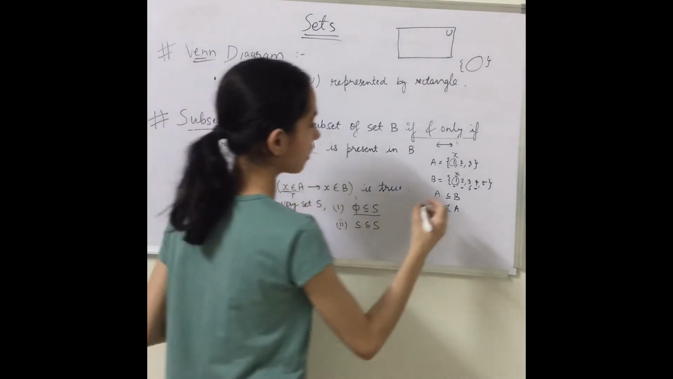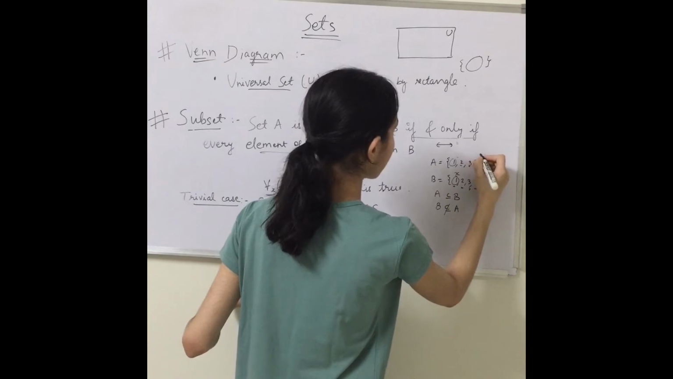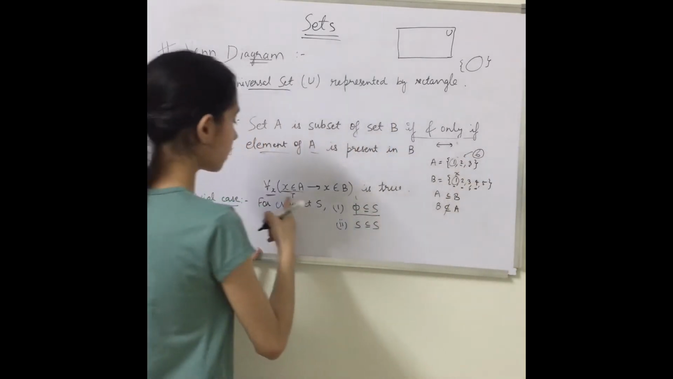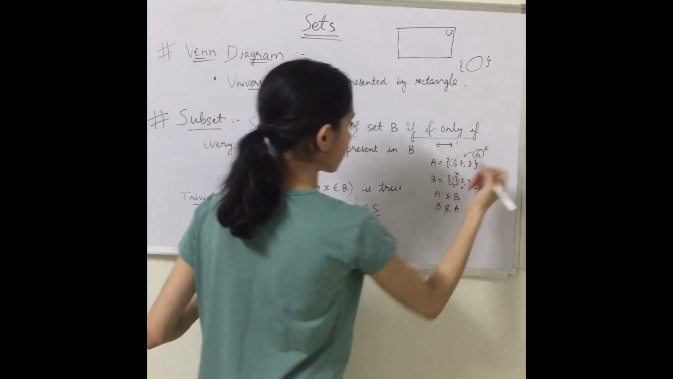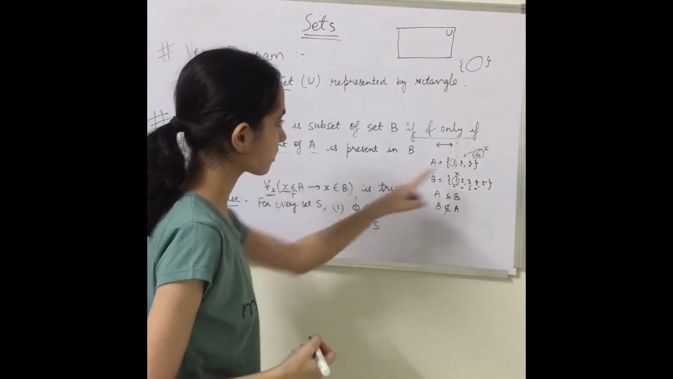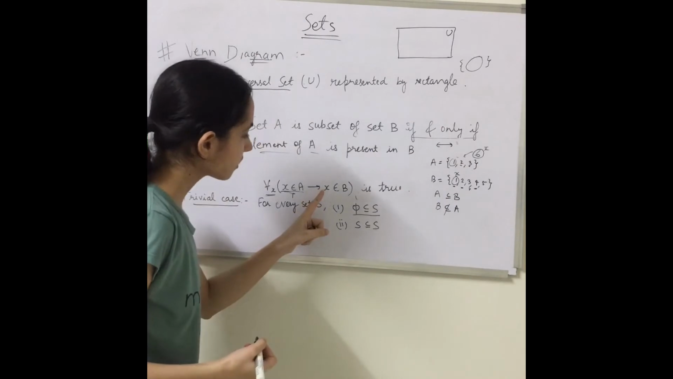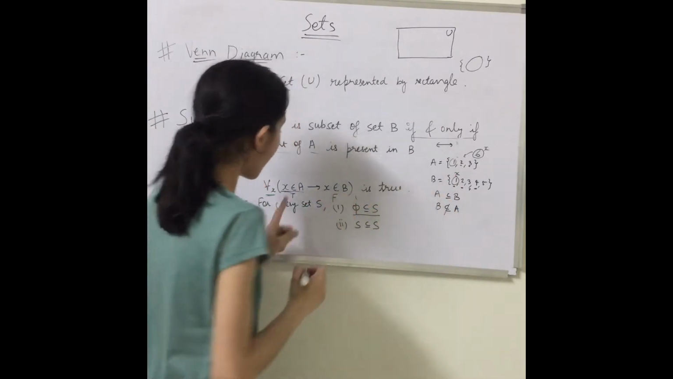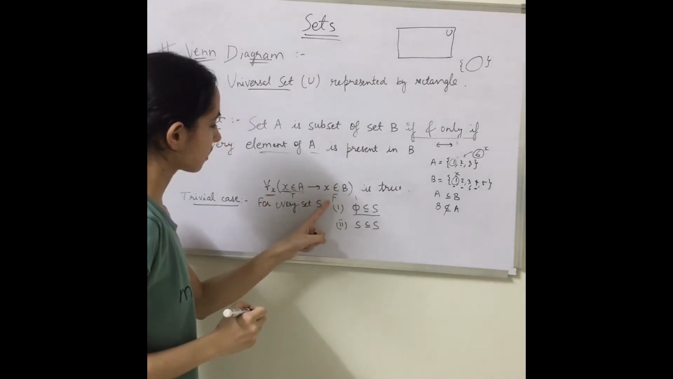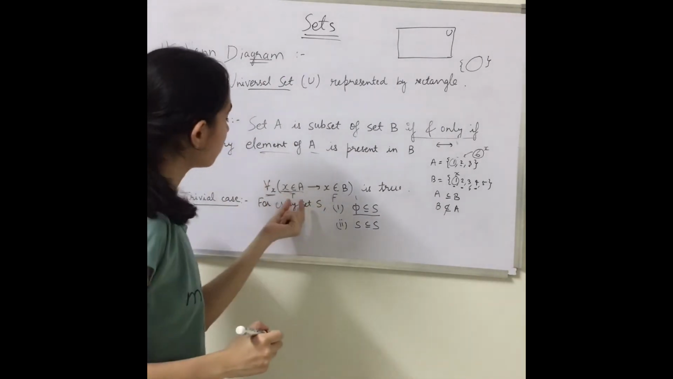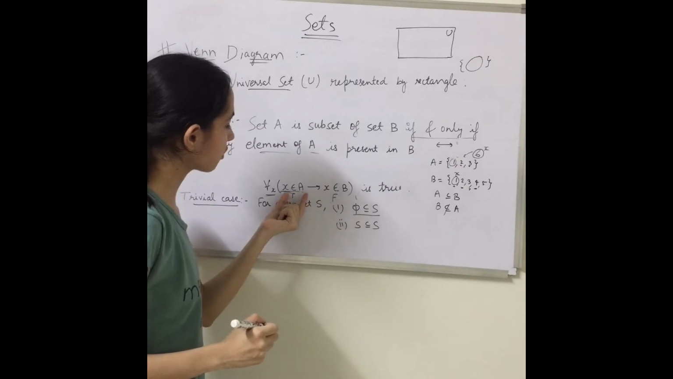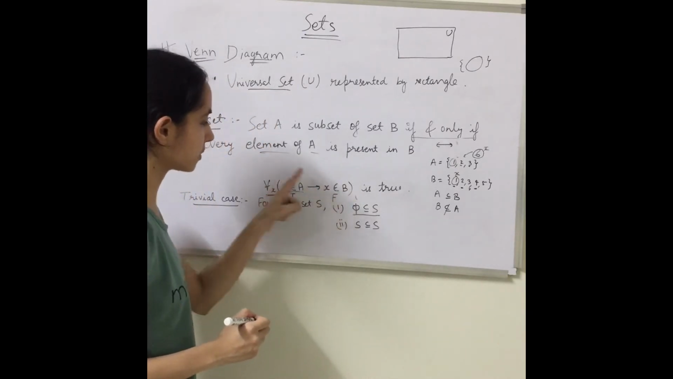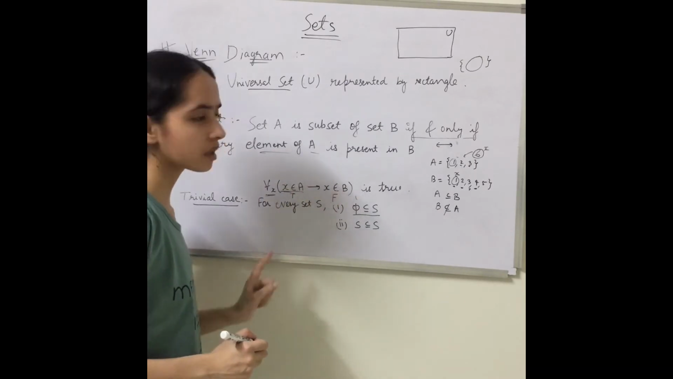Let's suppose there is one element 6 which is present in A, and it is x. X belongs to A, this is true, 6 belongs to A. But does 6 belong to B? No, 6 does not belong to B. And if this happens, at least for one value, if x belongs to A and x does not belong to B, then the whole thing becomes false.